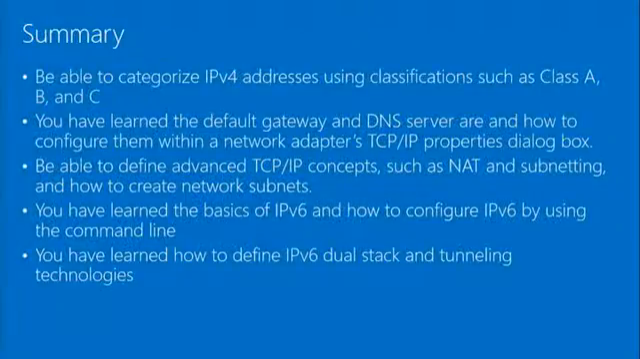So, summary. Be able to categorize IPv4 addresses using classifications such as A, B, and C. We've talked about default gateway and DNS server, what they are, and how to configure them. We've talked about defining advanced TCP concepts such as NAT, subnetting, and how to create network subnets. We've talked about the basics of IPv6 and a little bit about how to configure IPv6. And we've talked about IPv6 dual stack and tunneling technologies. Yep.